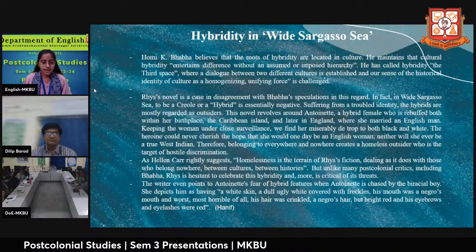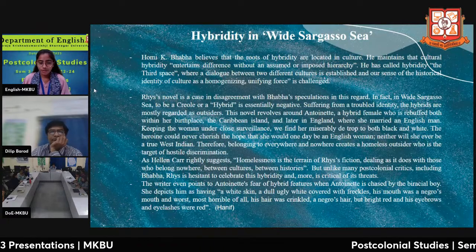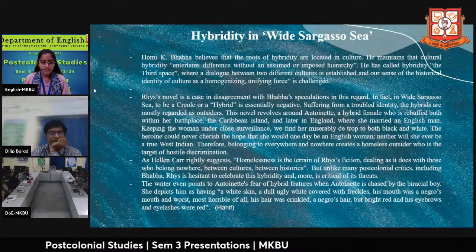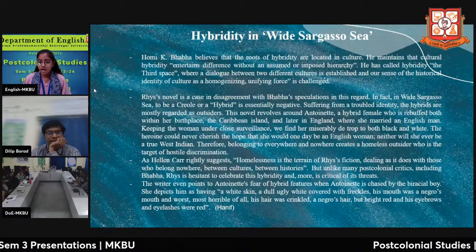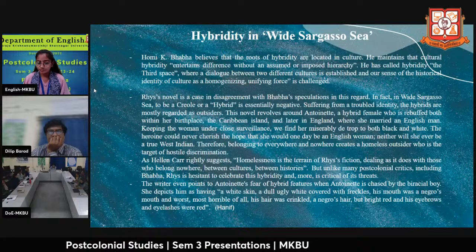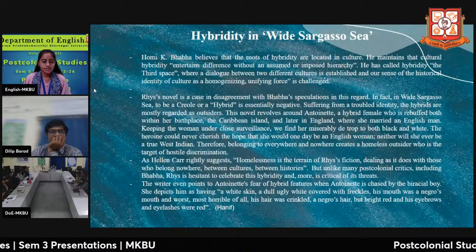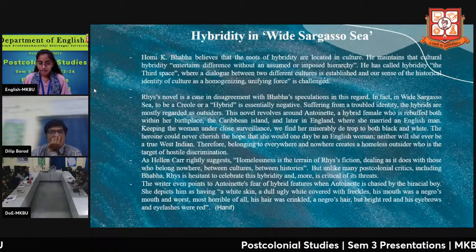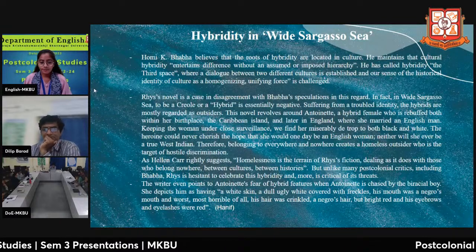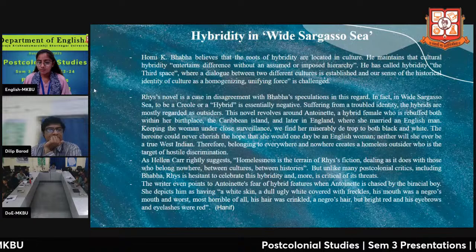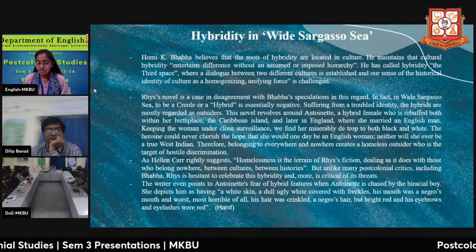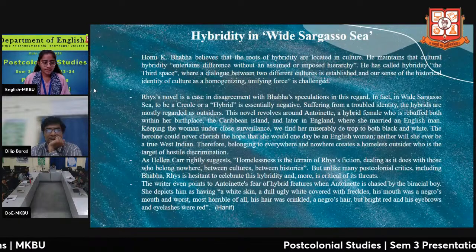Rhys's novel is a case that disagrees with Bhabha's speculations in this regard. In fact, in Wide Sargasso Sea, the portrayal of the hybrid is essentially negative. Suffering from troubled identity, the hybrids are mostly regarded as outsiders. This novel revolves around Antoinette, a hybrid female who is rejected both within her birthplace, the Caribbean island, and later in England, where she married an Englishman who keeps her under close surveillance. We find her miserably caught between both black and white West Indians, therefore belonging everywhere and nowhere, which creates a homeless outsider who is the target of hostile discrimination.